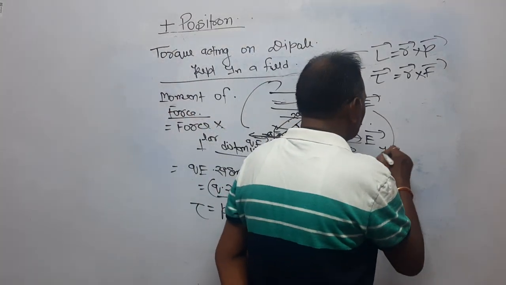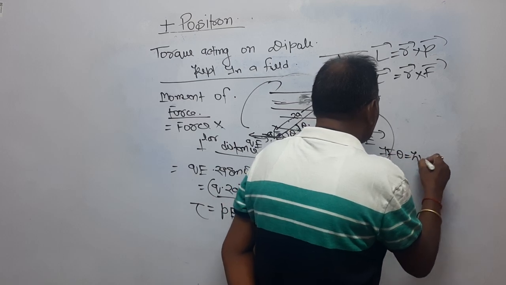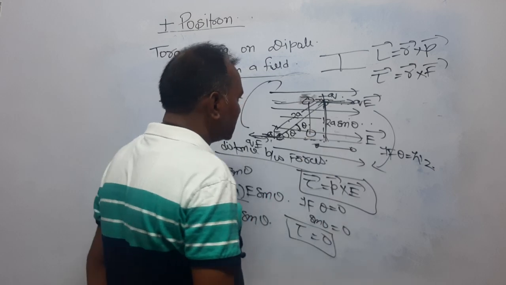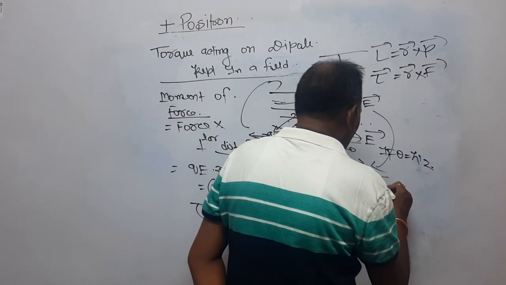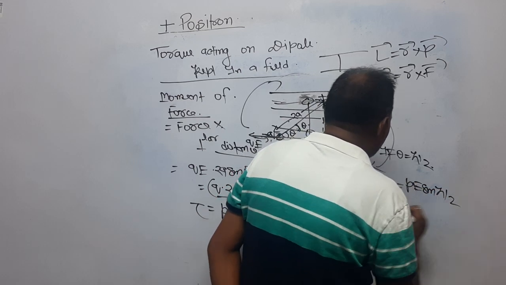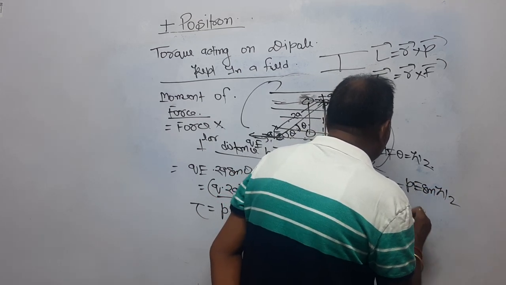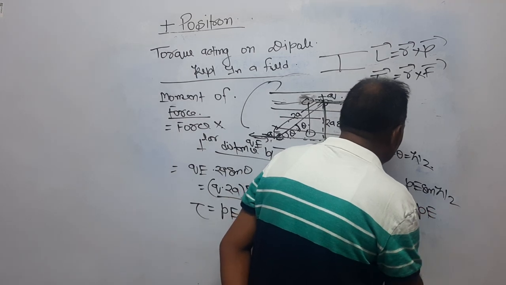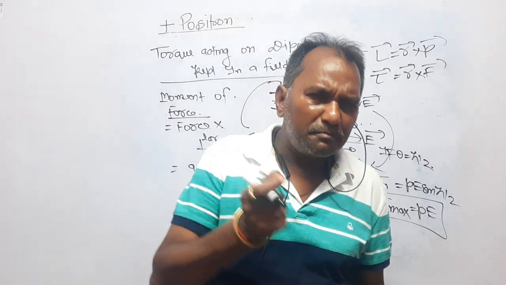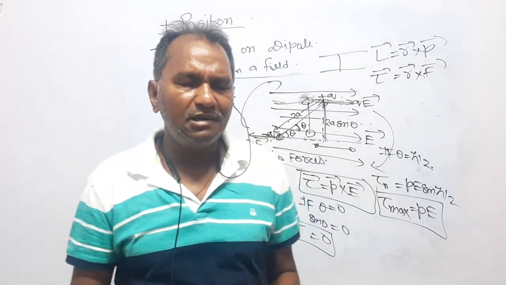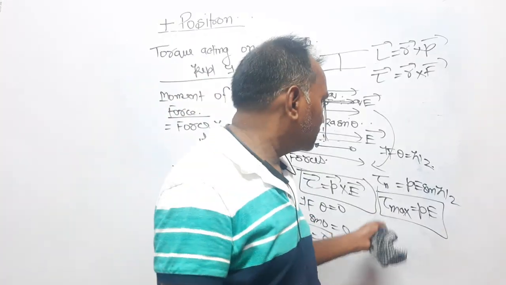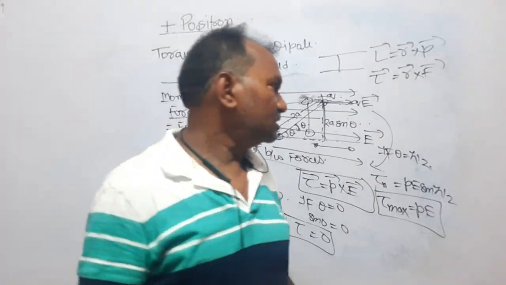If theta is equal to pi by 2, dear students, it means the dipole is kept like this, right? In that case, tau is equal to pE sine pi by 2. Sine pi by 2 is 1. That is tau max. Maximum torque acting is pE. It means when the dipole is kept perpendicular to the applied external field, the dipole will experience the maximum torque and its value tau max will be p into E.